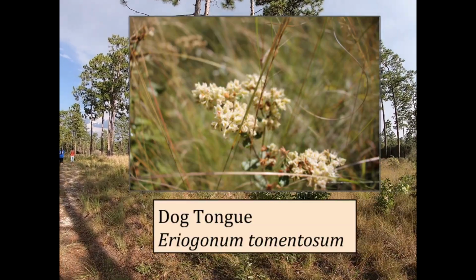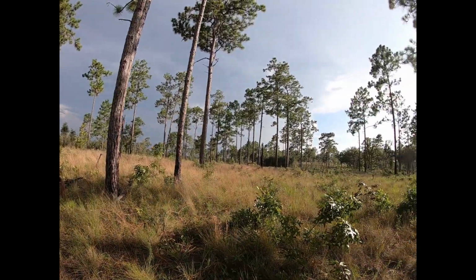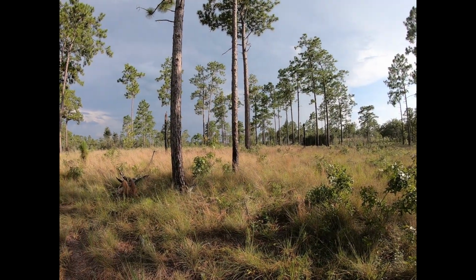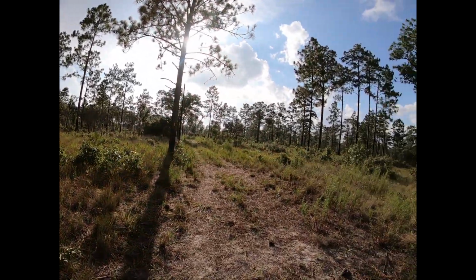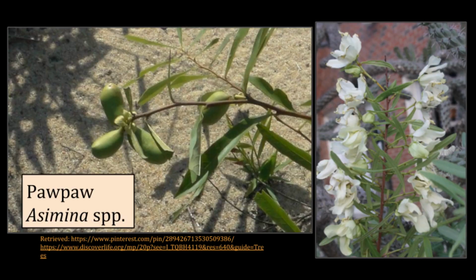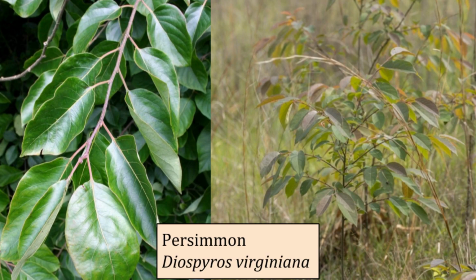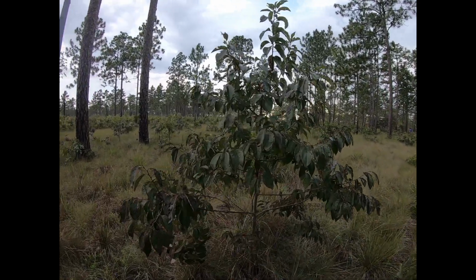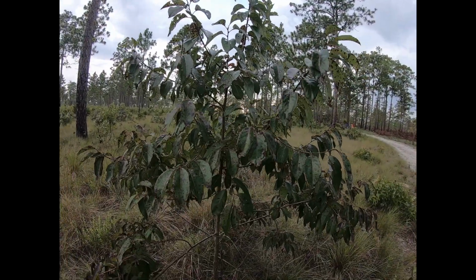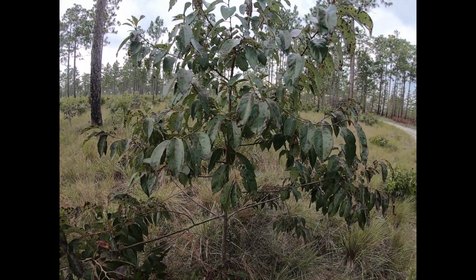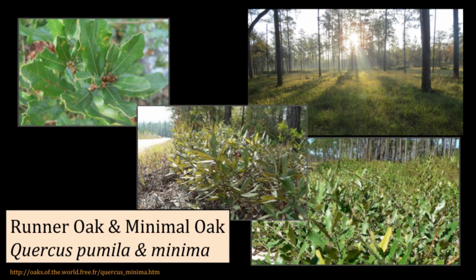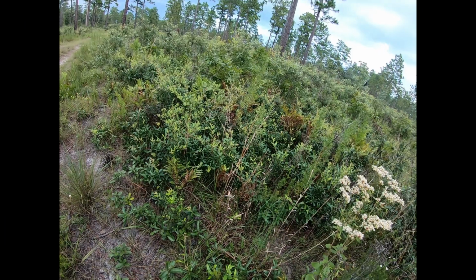It's also important to note that in sandhill communities there is also a good diversity of shrubs, even though they are not typically dominant. Some of these shrubs include species like gopher apple, pawpaw, persimmon, and not sure if you always want to consider that a shrub in sandhill systems, but generally they never get too big. And also runner oak, of which there are many different species, and it's a unique oak species that grows almost entirely underground.